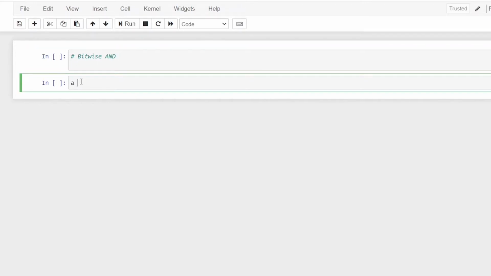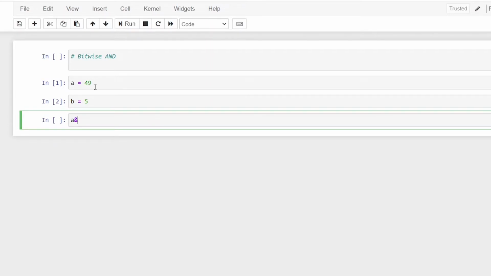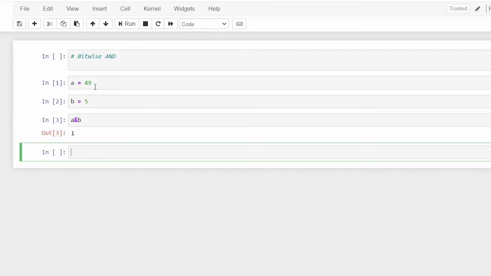First we have a variable a as 49. We have already found out the boolean format for the integer 49. Next we're going to take b as 5, and now we're going to use the a and b. Here we are seeing that the output is 1. So now we'll find out how we got this output to be 1.